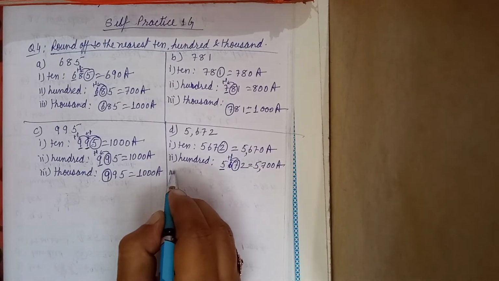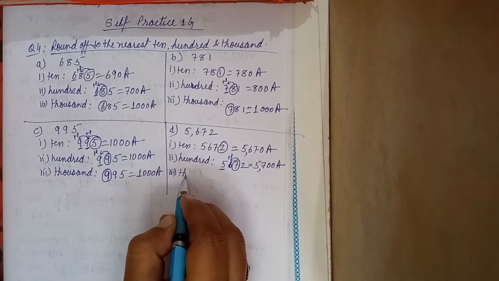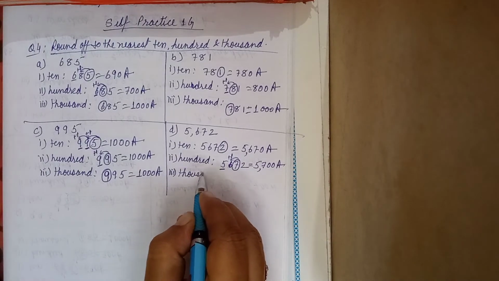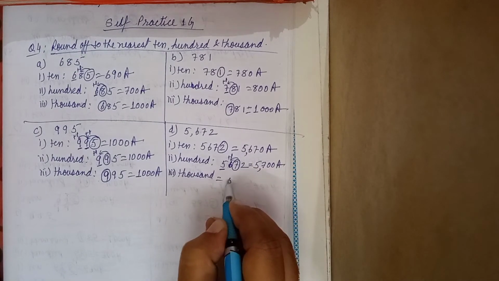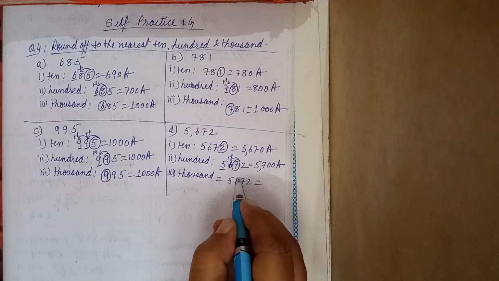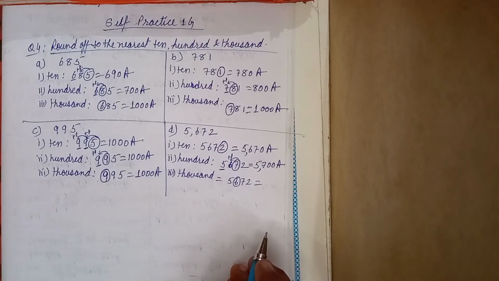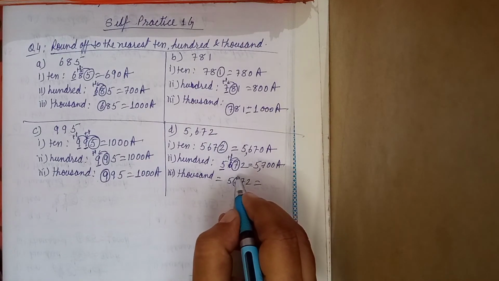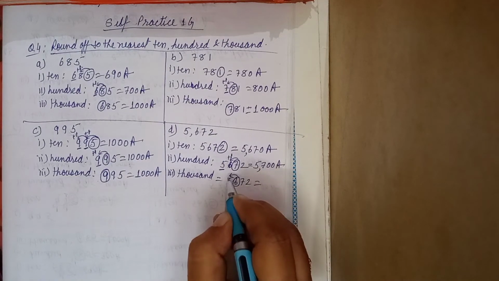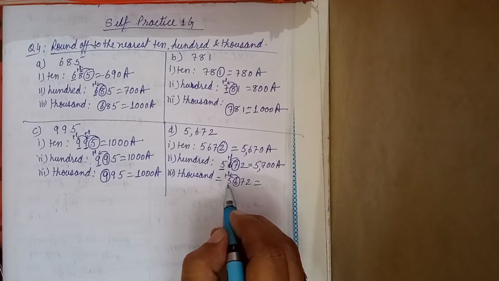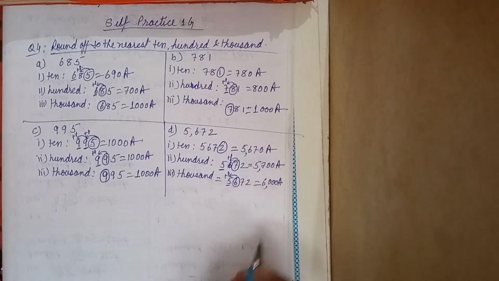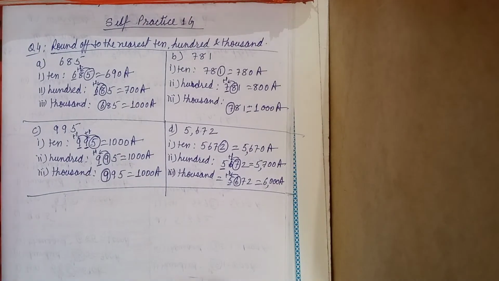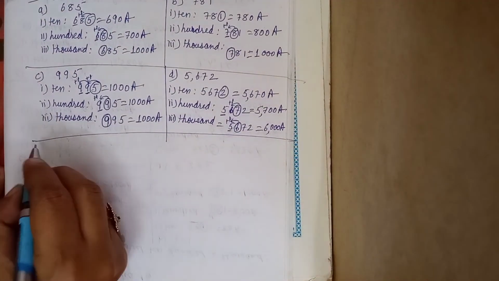Third, we are going to round off to 1000. 5, 6, 7, 2. We will see the hundred place. In the hundred place the number written is 6, which is greater than 5. Then we will give plus 1 to the number written in the thousand place. In the thousand place there is 5, so 5 becomes 5 plus 1, 6, and in the hundred, tens and ones place, 0, 0 and 0.